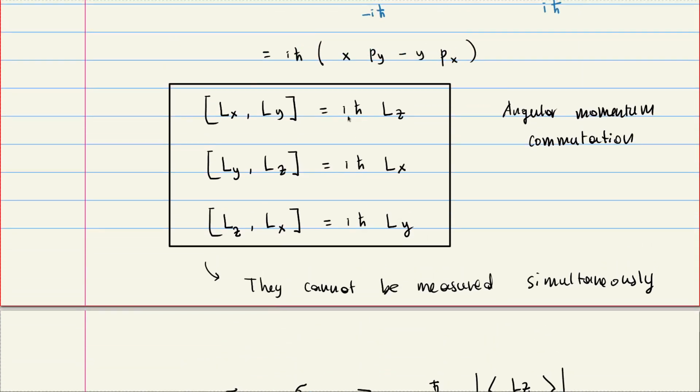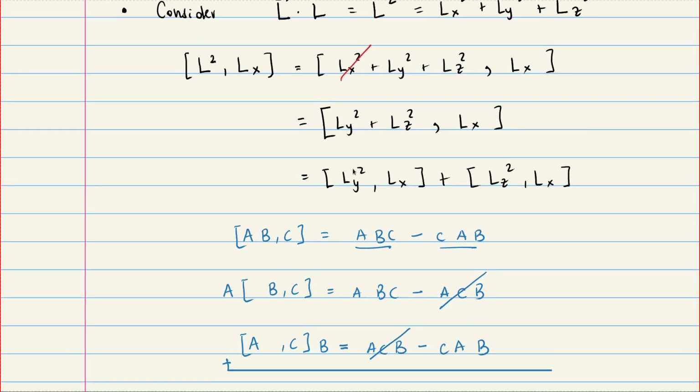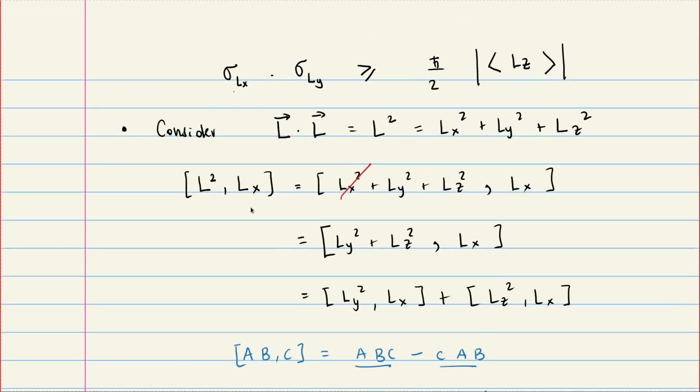And because they don't commute, right? The commutator of Lx and Ly is not zero. There are immediately uncertainty relationships, because they cannot be measured simultaneously. But we said we need to find a commuting set, because that's how we determine the quantum numbers.